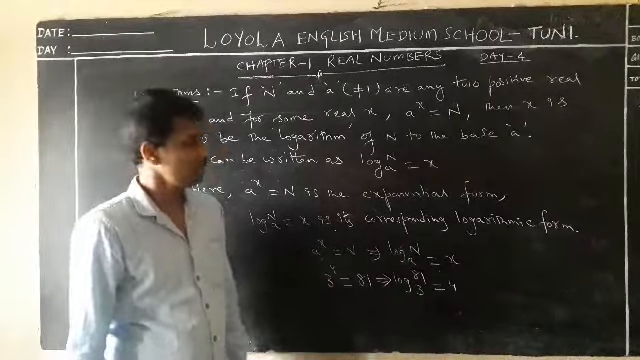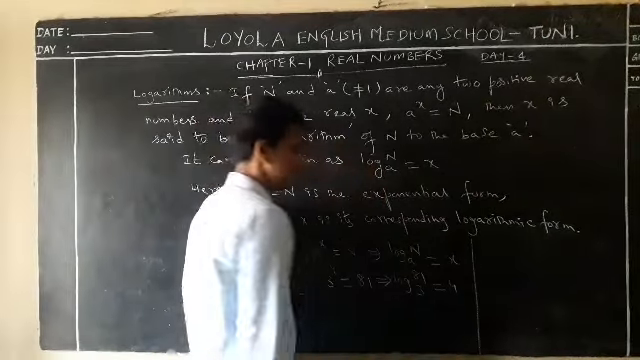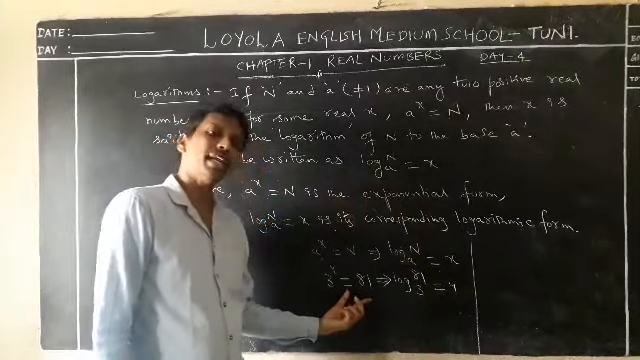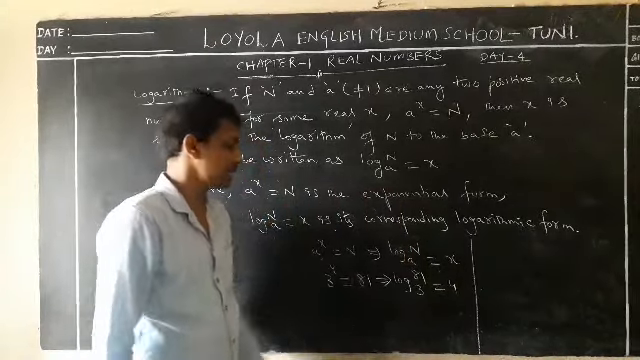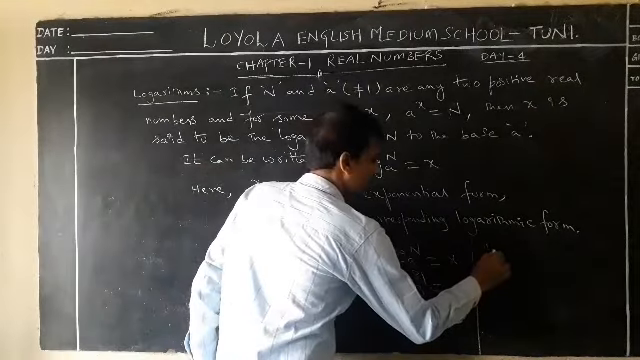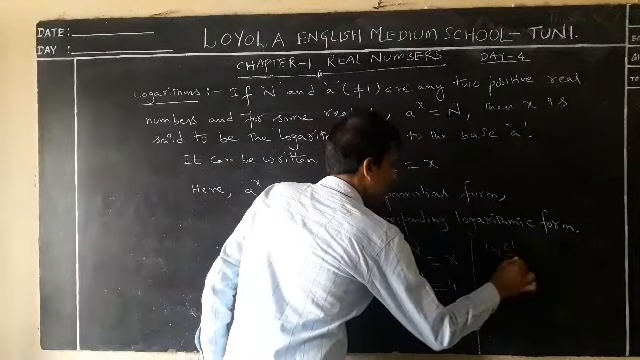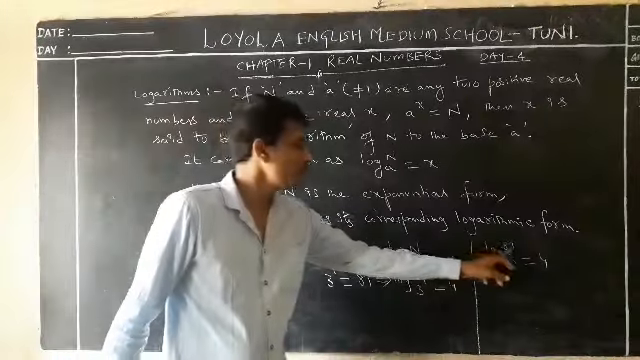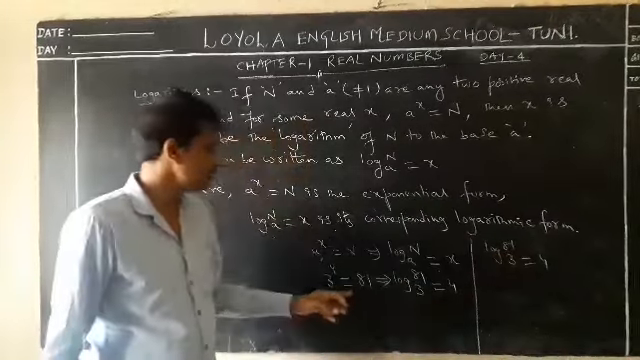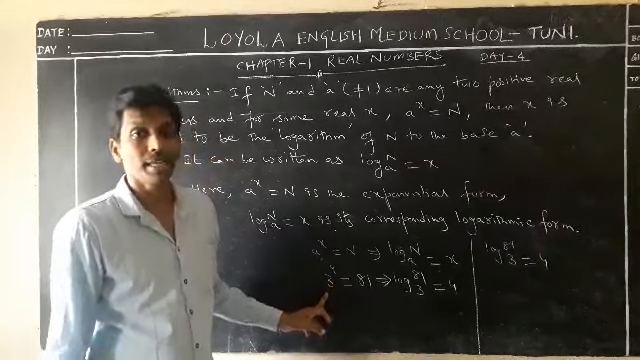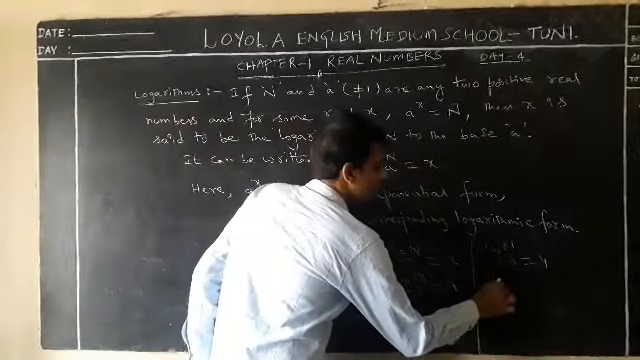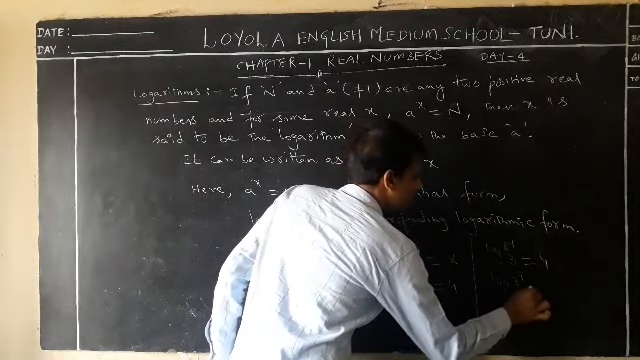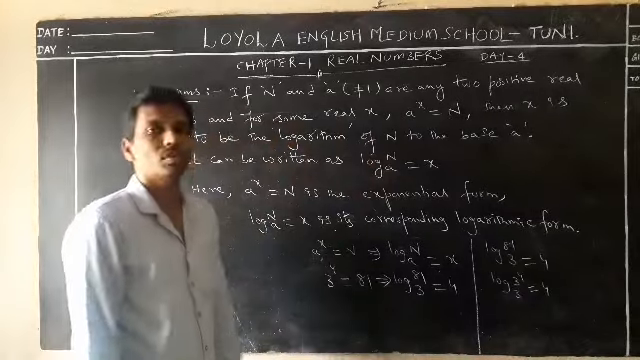Let me explain again. From the logarithmic form, are we able to get the exponential form or not? Let us see. Take this value again: log 81 base 3 is equal to 4. We know the power notation of 81. 81 is nothing but 3 power 4. So the next step changes to log 3 power 4 base 3 equals 4.